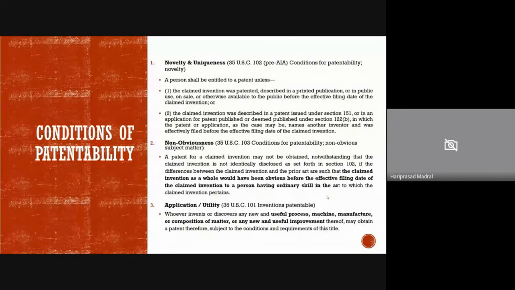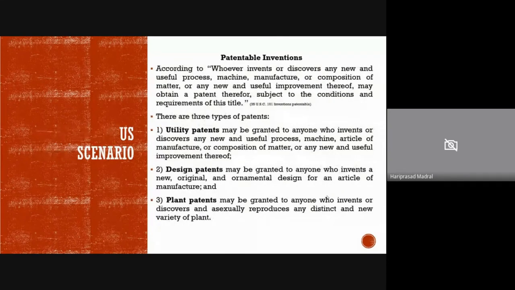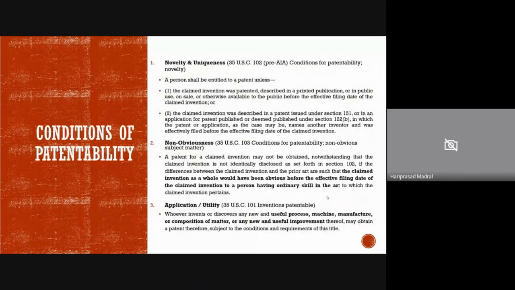We have seen the patentable inventions: utility, design, and plant. Now the conditions of patentability. Whenever those ideas or inventions are generated, they should fulfill three conditions. First is novelty and uniqueness. Second, non-obviousness. Third is application or utility. When I say novelty, a person shall have an idea or invention which is very new and unique, and it should not be a duplication or a mere extension of an earlier process.